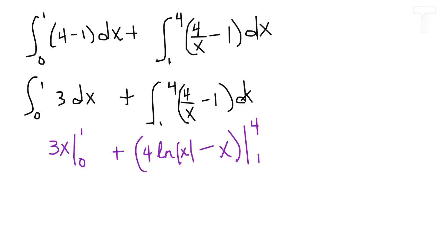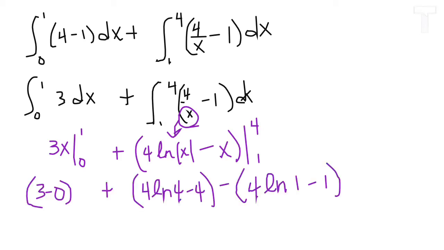Okay, so double check and make sure you powered everything up right and took the antiderivative of everything correctly. Remember, since I have an x here on bottom, it turns into a natural log of absolute value of x. And so now I'm going to plug in my numbers. And it should look like this. And then I'm going to simplify.